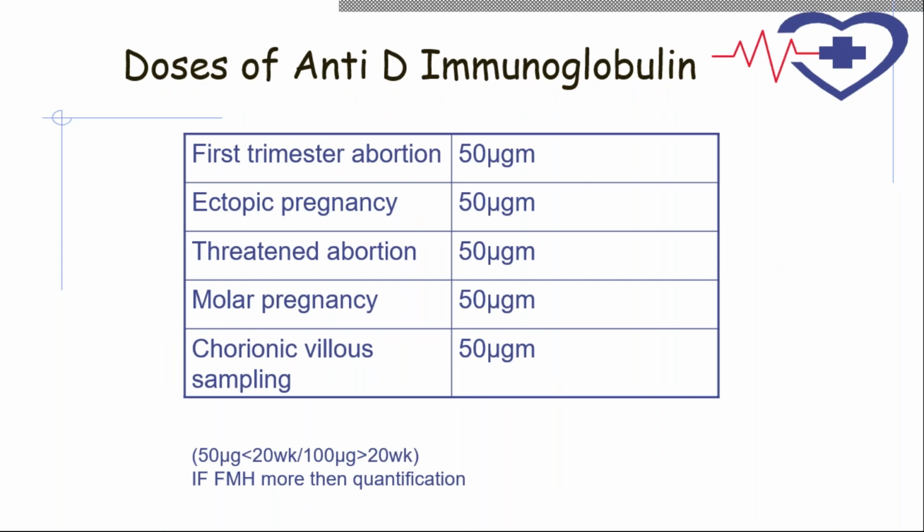Then coming to doses of anti-D immunoglobulin that we have to administer, in first trimester abortion generally 50 micrograms is given, and the idea is that in less than 20 weeks the dose is 50 micrograms, and in more than 20 weeks it is 100 micrograms. And if the fetal-maternal hemorrhage is more than this, then we have to quantify it and accordingly calculate the dose of anti-D immunoglobulin and administer to the mother.